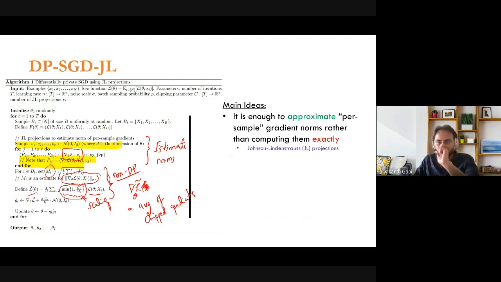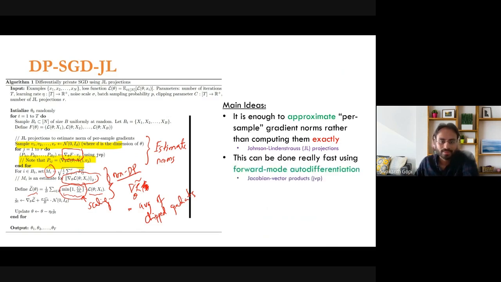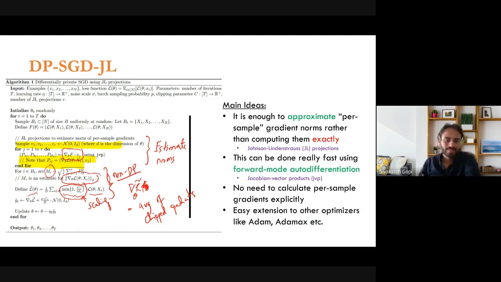Okay, just to recall, the main idea is it's enough to approximate the per sample gradient norms rather than computing them exactly. This approximation can be done using random projections, and these random projections themselves can be done fast using Jacobian vector products or forward mode auto differentiation. Then there is never a need to compute the per sample gradients exactly. You can easily extend this to other optimizers like Adam or Adam-X, but in this talk, I'll only look at DP-SGD. Okay, any questions about the algorithm?